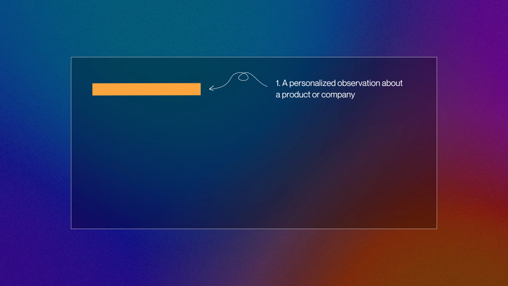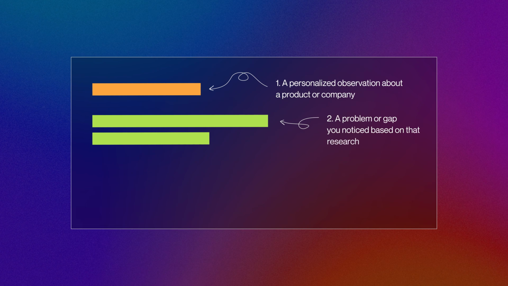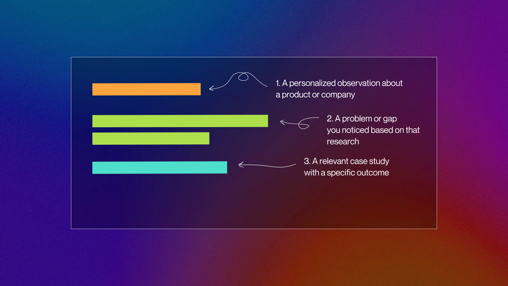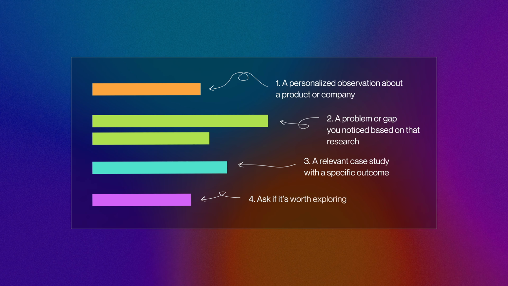Here's the structure. Line 1, a personalized observation about a product or company, something specific. Line 2, a problem or gap you notice based on that research. Line 3, a relevant case study with a specific outcome. Line 4, ask if it's worth exploring. Here's what a real example looks like.